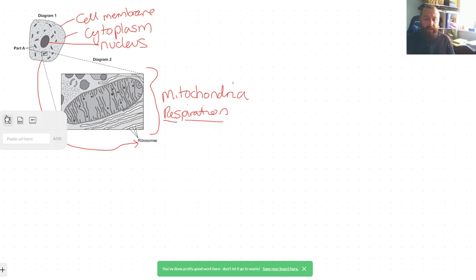If we look at bringing in a plant cell now, I think I've got a plant cell on here. Yeah, there we go.